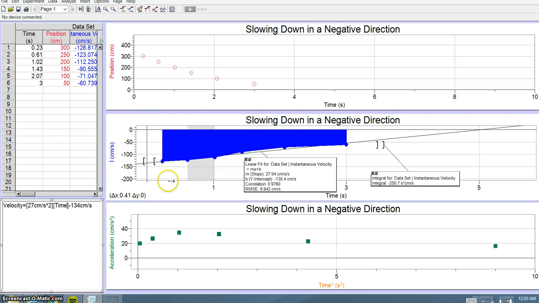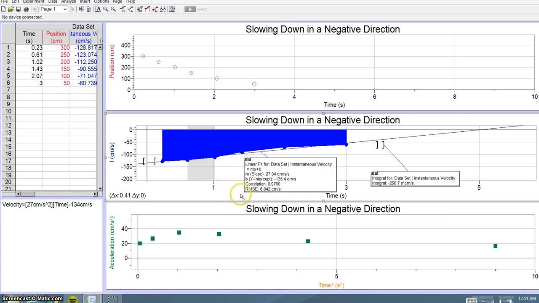So down here is my velocity time graph for the object slowing down in a negative direction. My equation for this line is velocity equals 27 centimeters per second squared times time minus 134 centimeters per second. You can use this equation to find velocity, because if you cancel out the units, this becomes 27 centimeters per second times whatever your time number was, and then minus another centimeters per second. So you end up with centimeters per second, which is the unit for velocity.